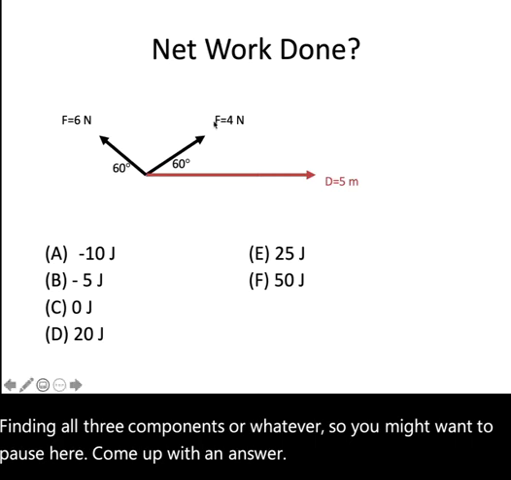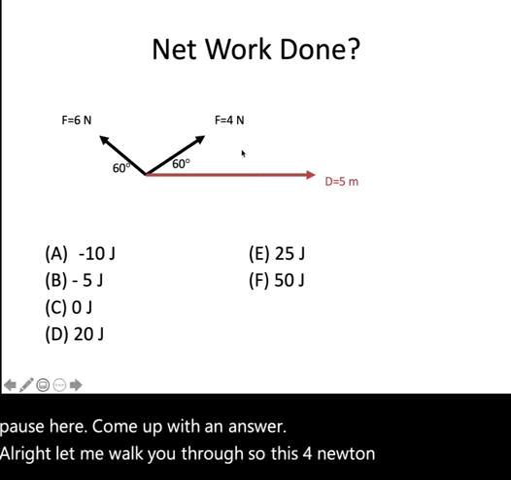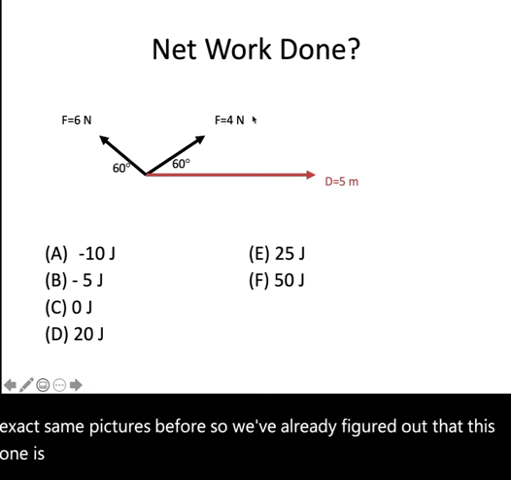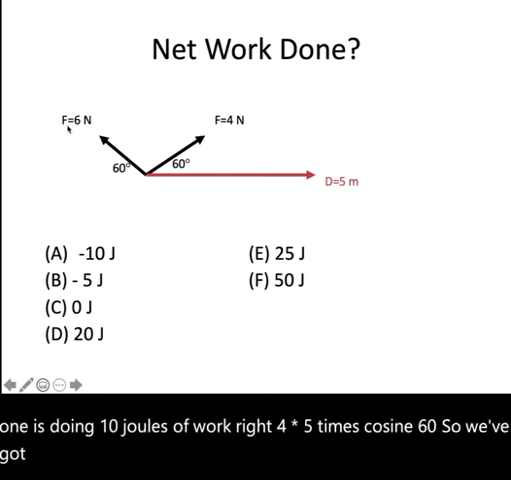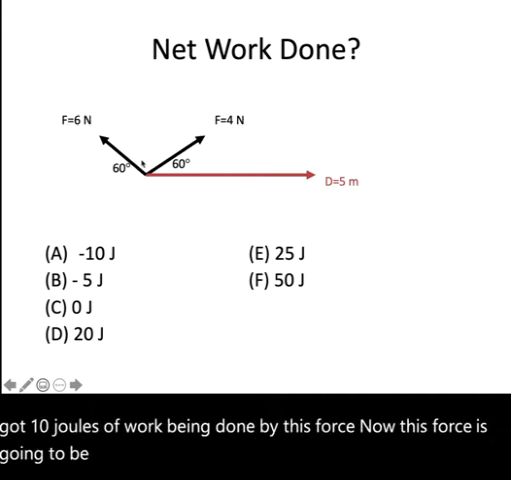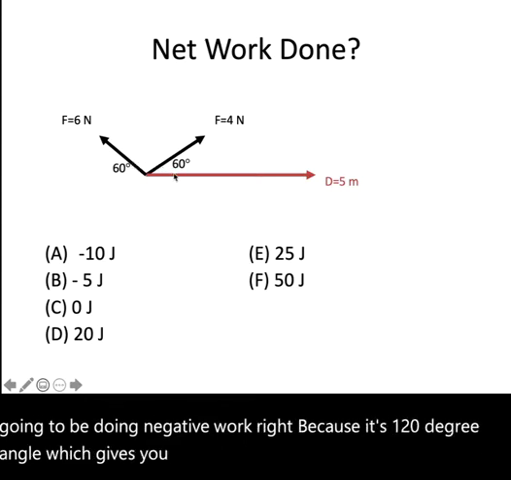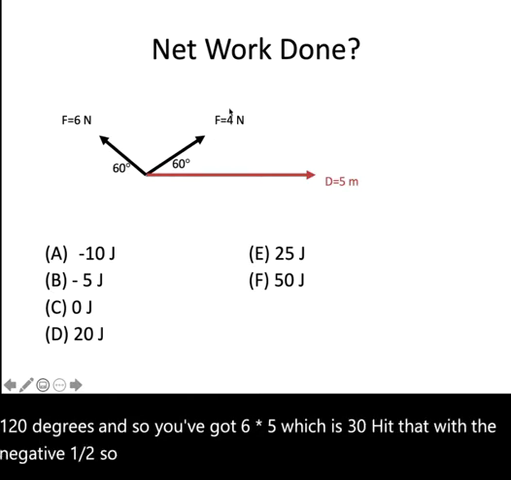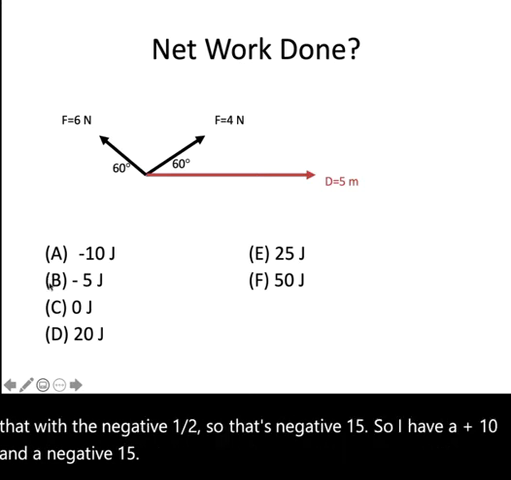All right, let me walk you through this. So this 4 newton force, this is the exact same picture as before. So we've already figured out that this one is doing 10 joules of work, right? 4 times 5 times cosine of 60. Now this force is going to be doing negative work, right? Because it's a 120 degree angle, which gives you a negative 1/2 when you take the cosine of 120 degrees. And so you've got 6 times 5, which is 30. Hit that with the negative 1/2, so that's negative 15. So I have a plus 10 and a negative 15. So that sums up to negative 5, letter B.